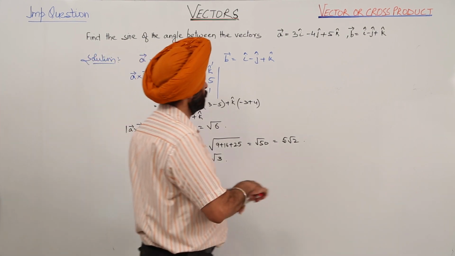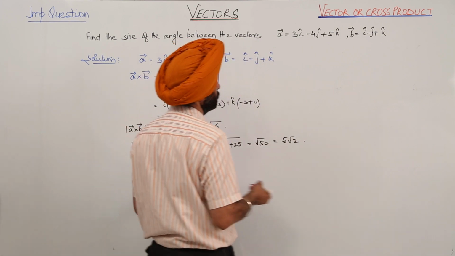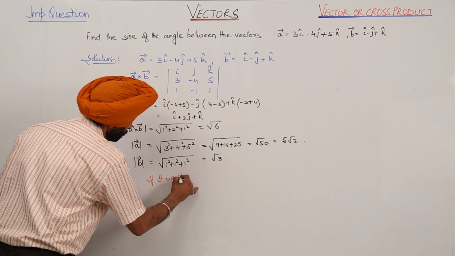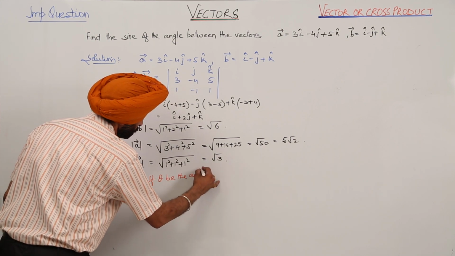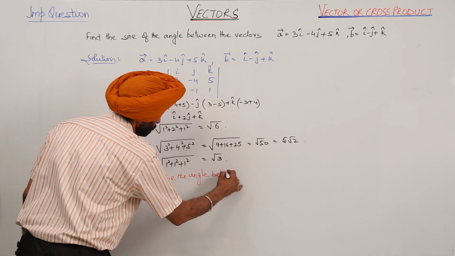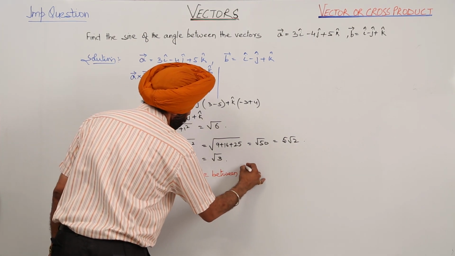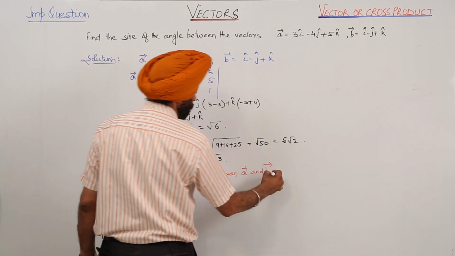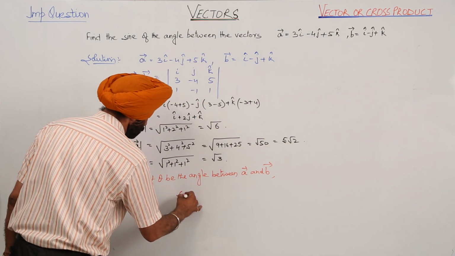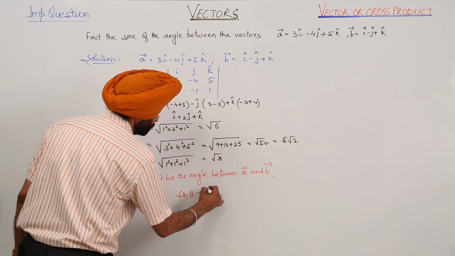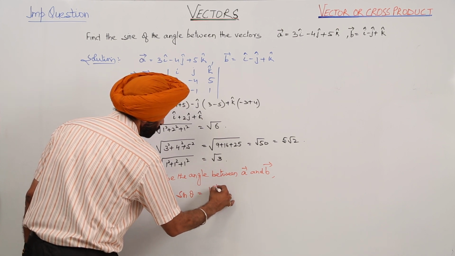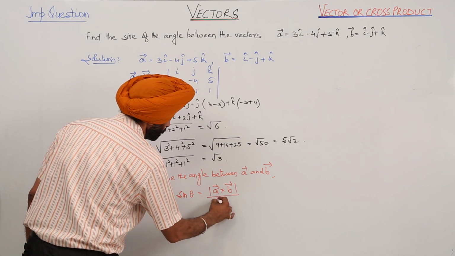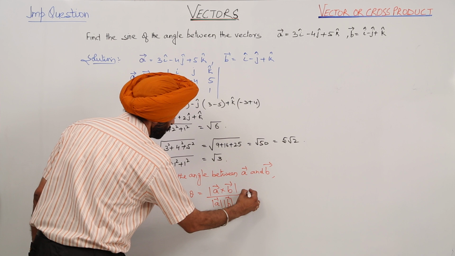Now if theta be the angle between vector A and vector B, then sin theta is equal to the magnitude of vector A cross vector B upon magnitude of vector A times magnitude of vector B.